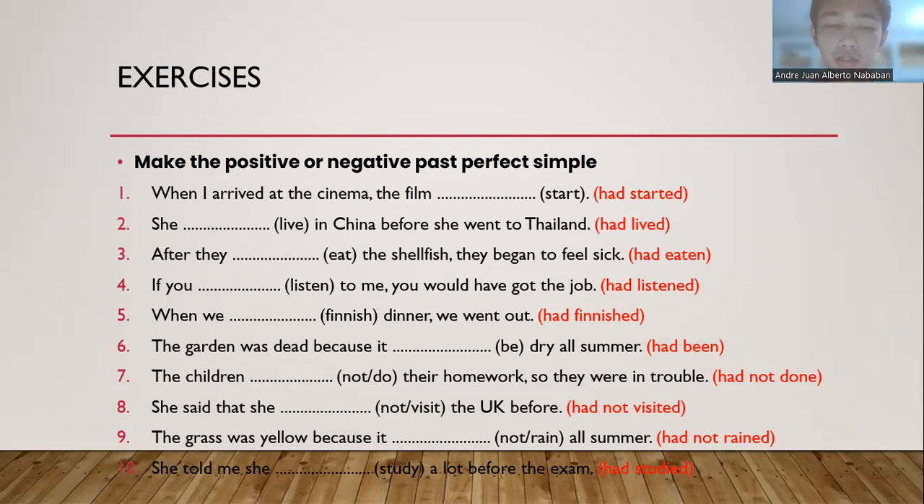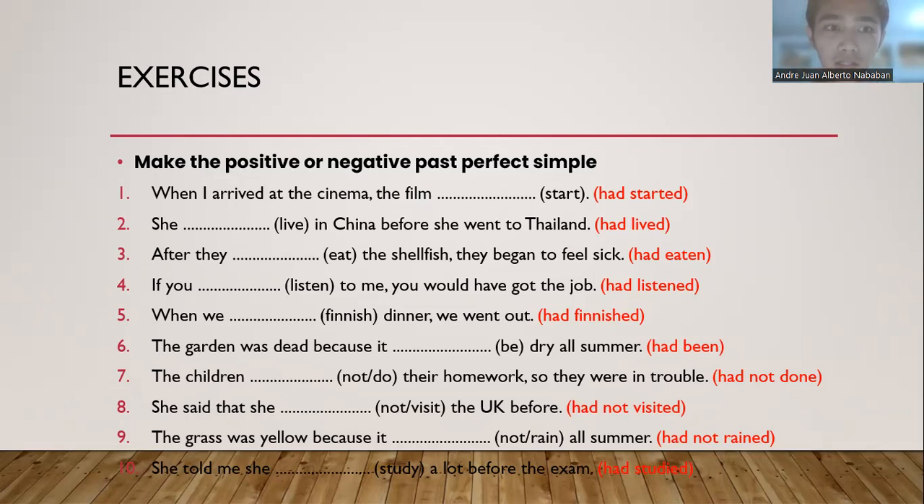And for the second exercise, she blah blah blah live in China before she went to Thailand. So before she went to Thailand is a past simple secondary sentence, and this is a past perfect sentence for the first sentence. So we just need to input had and the past participle verb only. So the sentence will be, she had lived in China before she went to Thailand. Like that, guys.